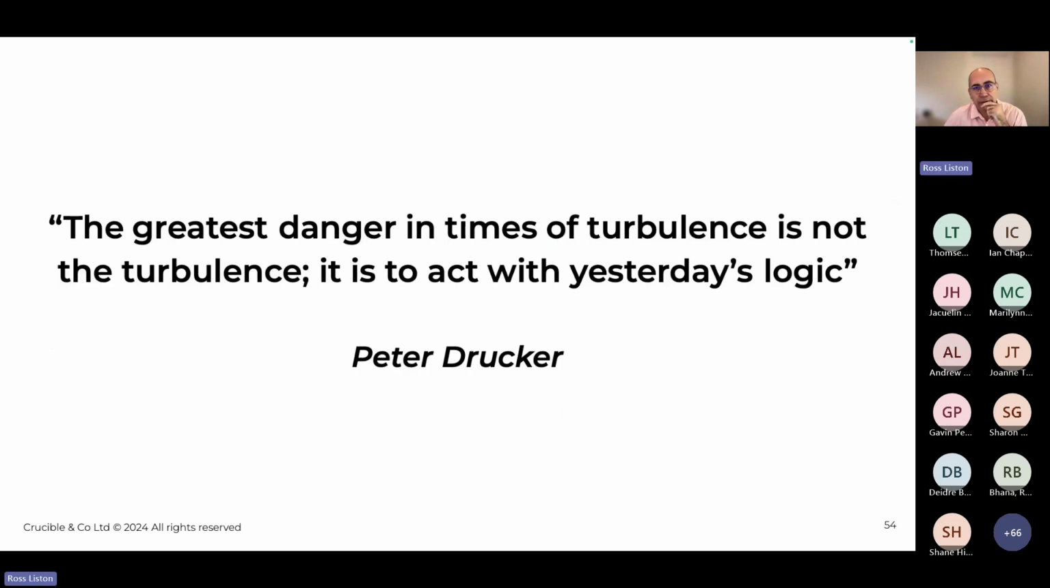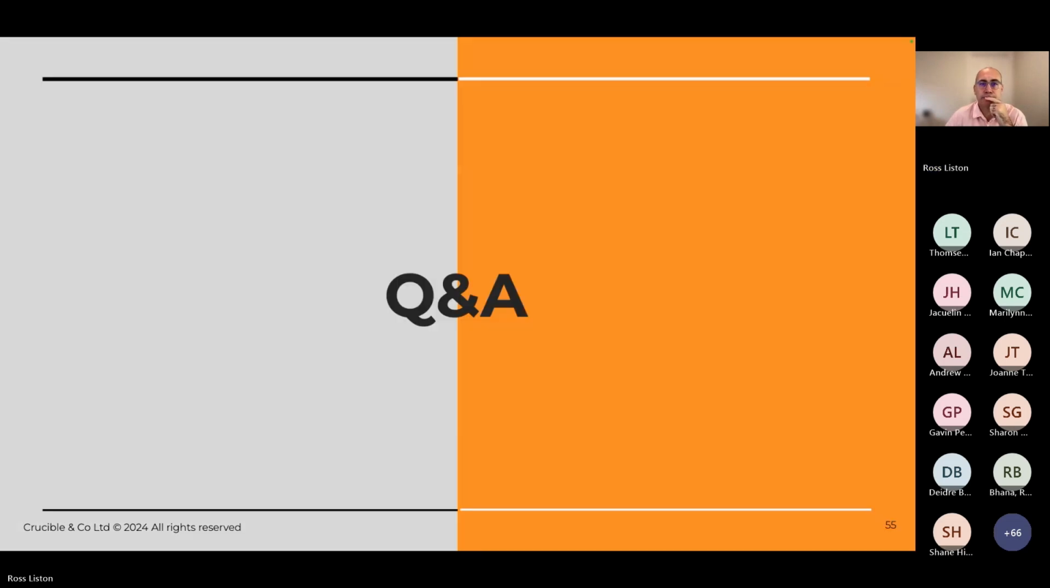And so I think this is a comment from Peter Drucker, who did a lot of work around foresight and futuring, and it's just saying the danger is not in the turbulence. The danger is that we use yesterday's logic to try and tackle today's problems. And that's it.